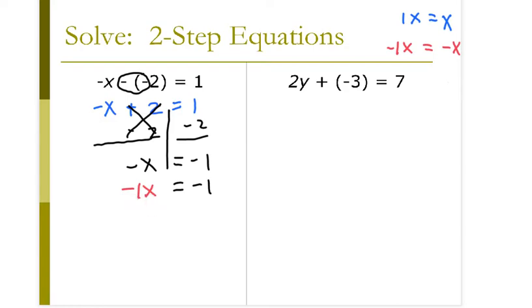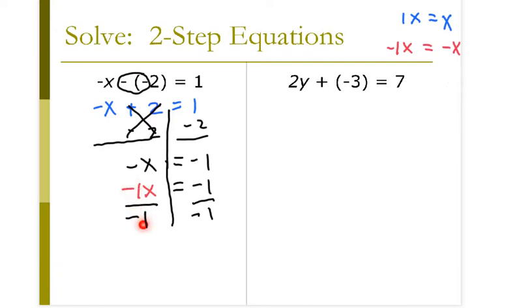How do we undo multiplication? Well, we undo multiplication with division. So because we're multiplying by -1, we also now have to divide by -1. And because of our property of equality, the other side of our equal sign also has to be divided by -1. We remember that a negative divided by a negative is a positive. So we have this as +1.